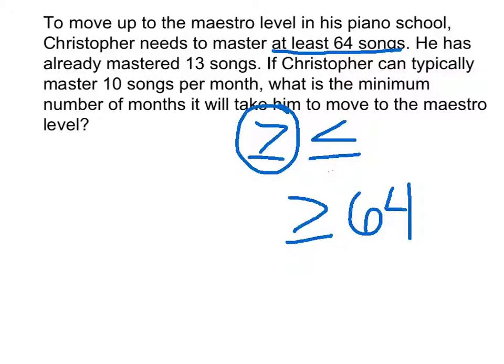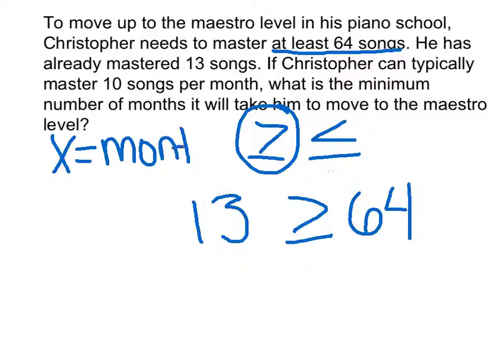To set up the left, we'll continue reading through the problem. He has already mastered 13 songs, so we can write that on the left side. If Christopher can typically master 10 songs per month, what is the minimum number of months it will take him to move to the next level? Since we are looking for the number of months, months becomes our variable x. That will be the variable we solve for at the end.